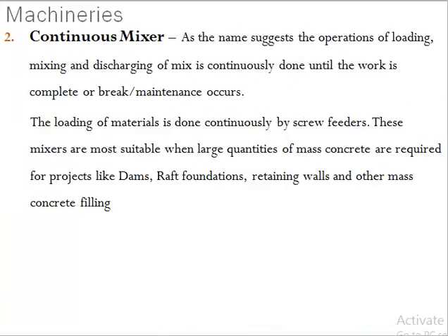Then this is the continuous mixer. As the name suggests, the operation of loading, mixing and discharging of concrete is done continuously in this type of mixer until the work is completed or a breakdown or maintenance occurs. The loading of material is done continuously through screw feeders and conveyor belts. These mixers are more suitable when a large quantity of mass concreting is required for projects like dams, raft foundations, retaining walls, and other mass concrete structures.